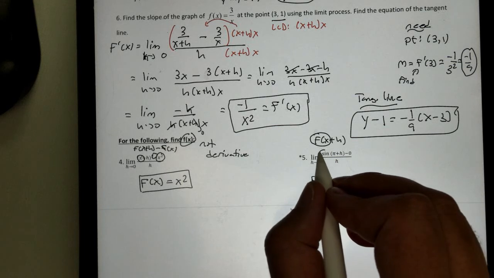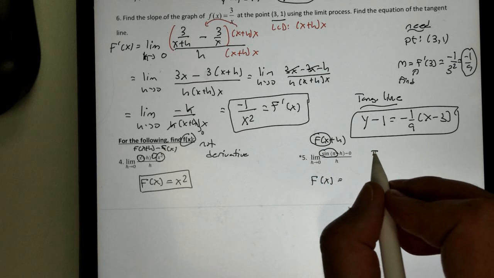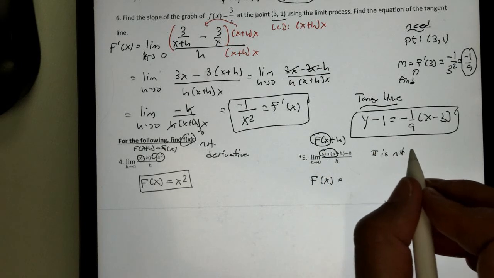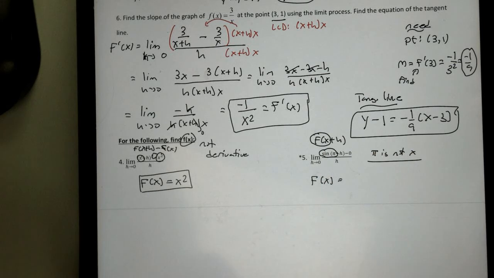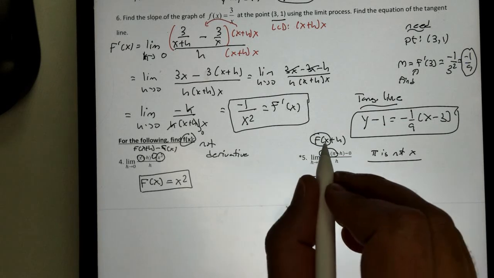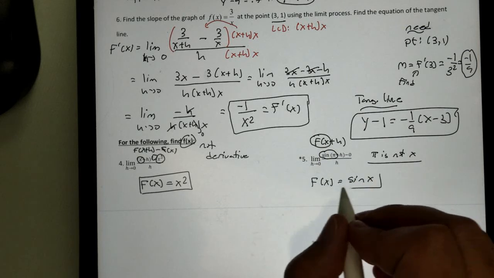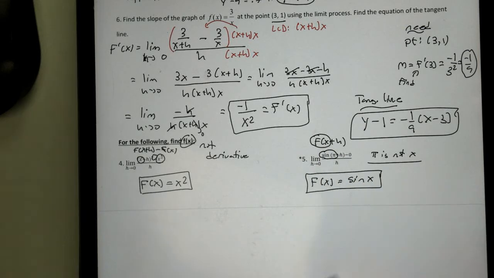It's sine. Now, this is sine of pi. But be careful, pi is not a variable. It's not x. So when I write this, I'm going to write the sine. All we did was we replaced x with pi. So that's just the sine of x. And there's a function right there. AP loves these type of questions.